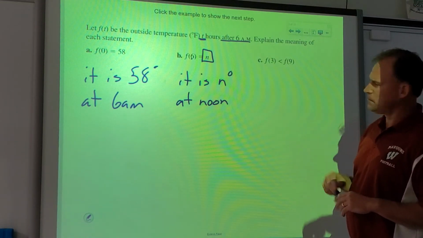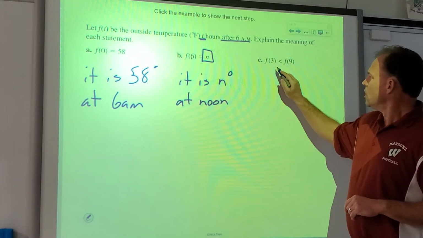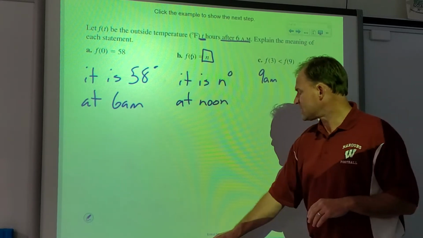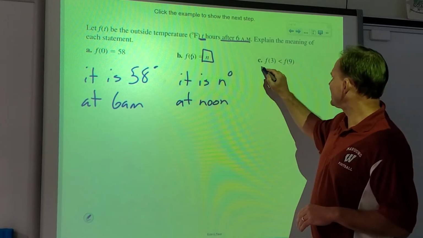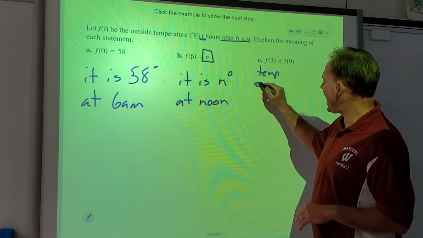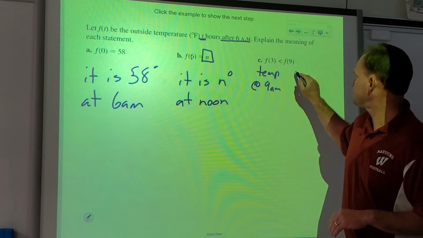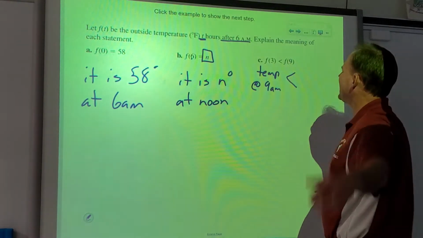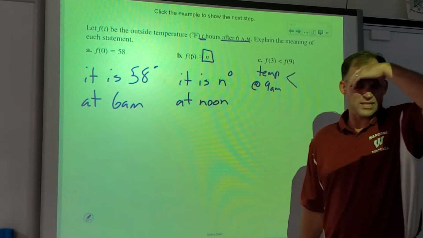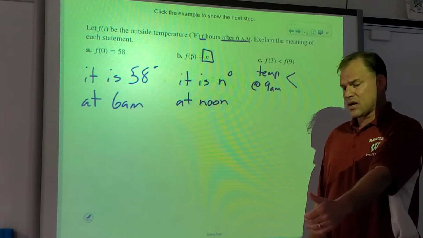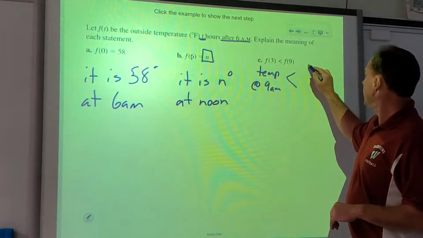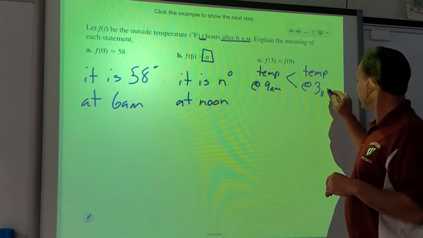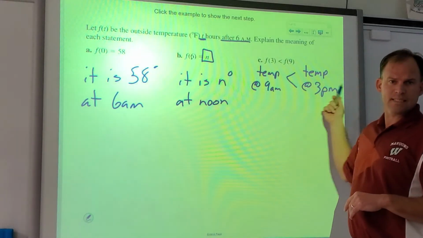So here, 3 hours after 6 a.m. What time is 3 hours after 6 a.m.? So it's 9 a.m. But it's not just 9 a.m. It's the temp at 9 a.m. What does this mean? 9 hours after 6 a.m. So what's 9 hours after 6 a.m.? So 6 a.m., 6 hours would be noon, 3 hours, that's 3 p.m. But it's not just 3 p.m., it's the temp at 3 p.m.